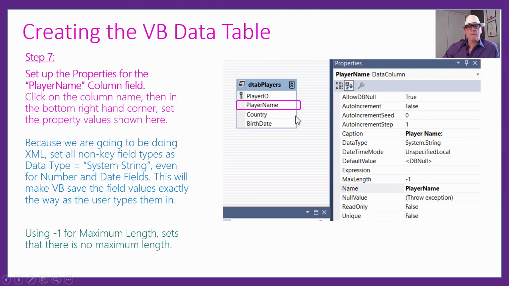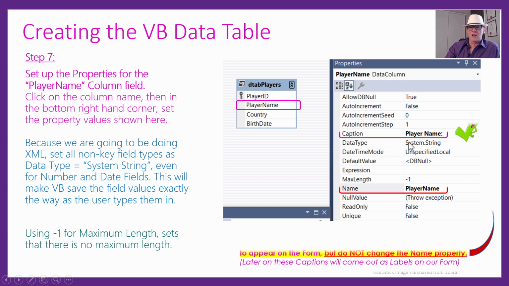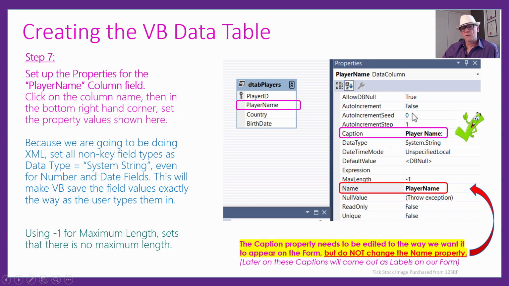With the other fields though, like player name, when we click on that, in the properties, there's only two things we need to look at. And the first one is that we're going to have to make sure data type should be system string. Because we're doing XML files, for everything we want system.string, the same way as it is on the form when they type into the text boxes that are going to result.